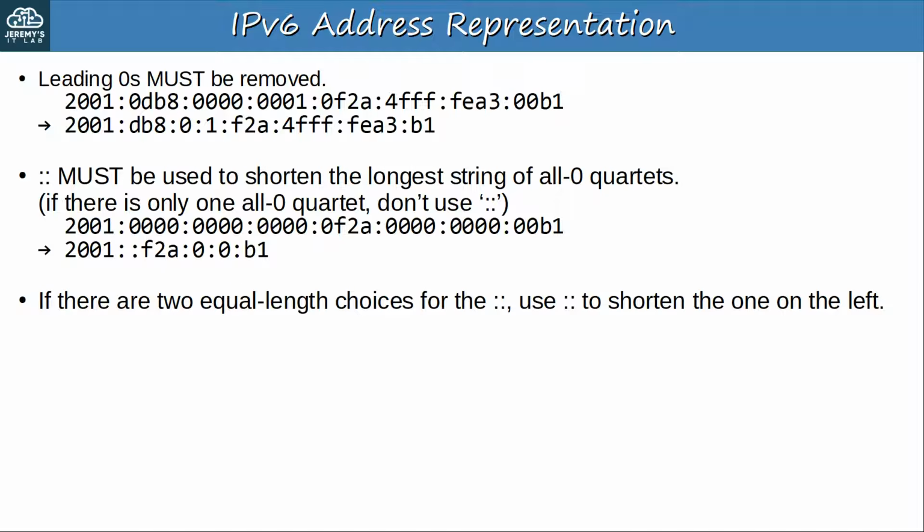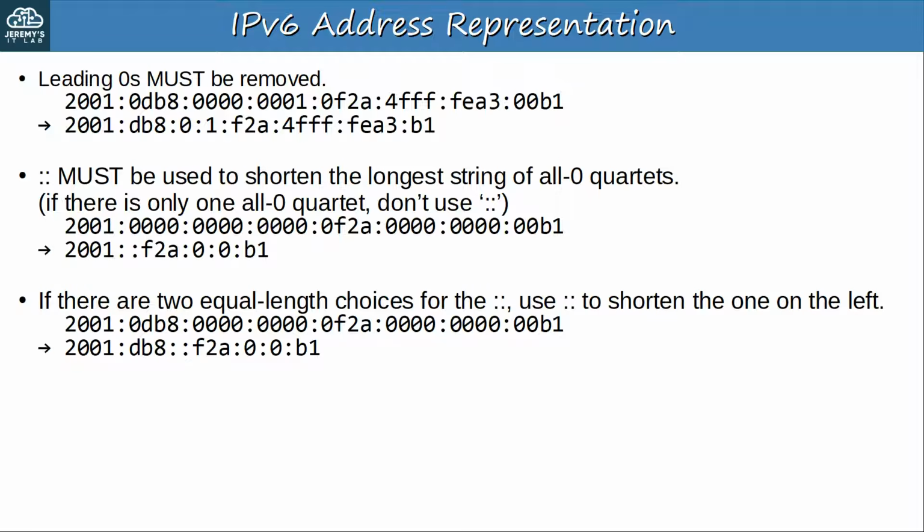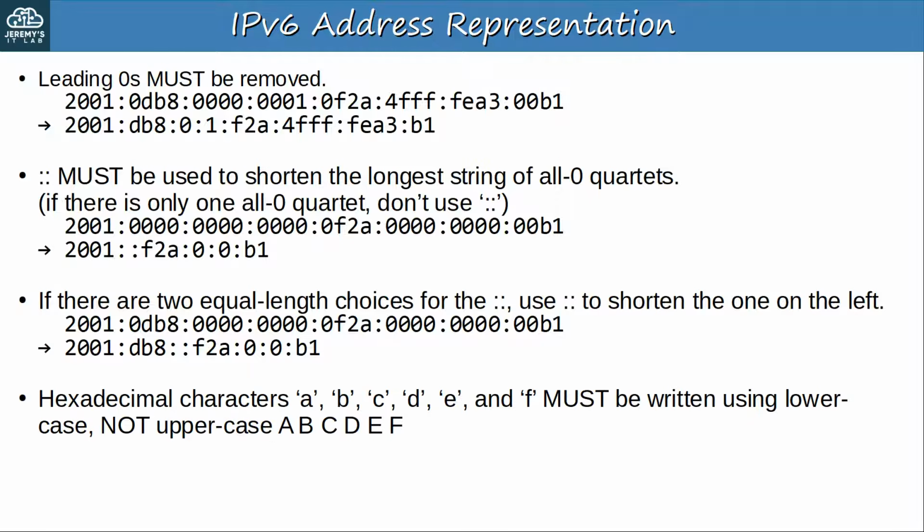Then, if there are 2 equal length choices for the double colon, use the double colon to shorten the one on the left. So this address has 2 choices for the double colon. Both are 2 quartets of zeros. So we must shorten the one on the left. Finally, this is the main one I wanted to share. Hexadecimal characters A, B, C, D, E, and F must be written using lowercase, not uppercase. In my videos, I have been using both, sometimes uppercase, sometimes lowercase, but from now on I will use only lowercase.